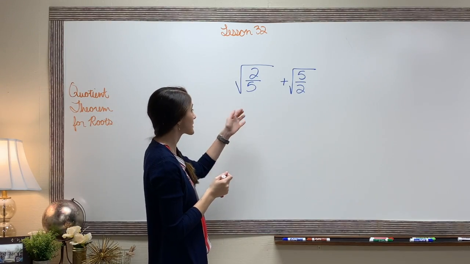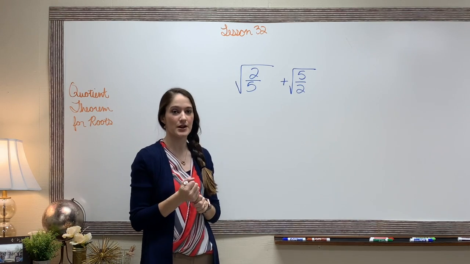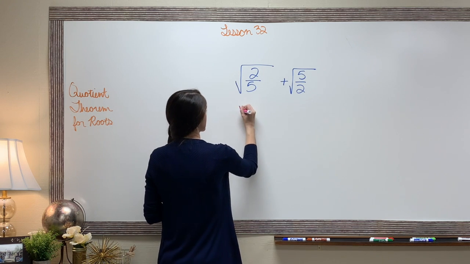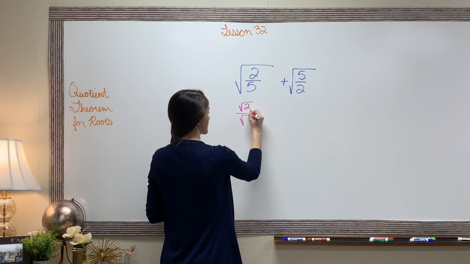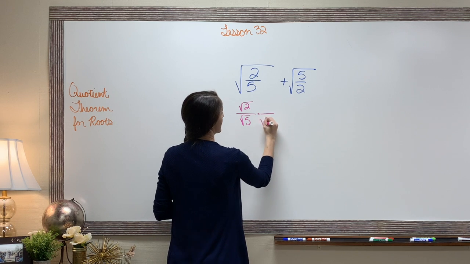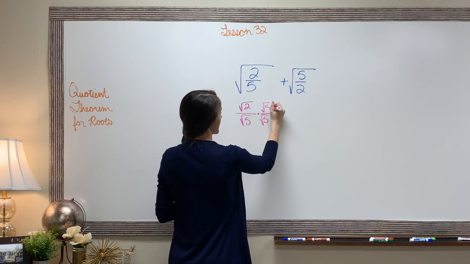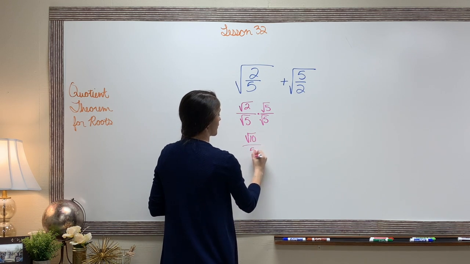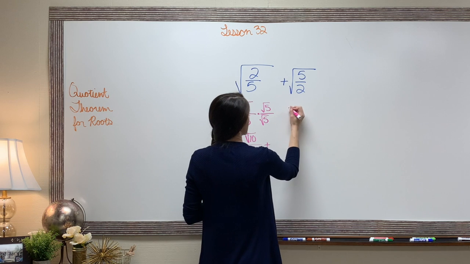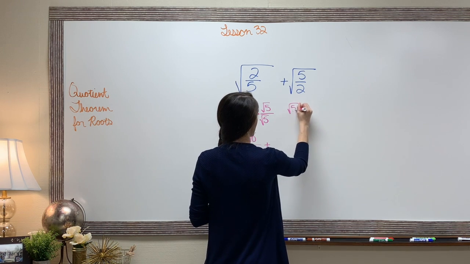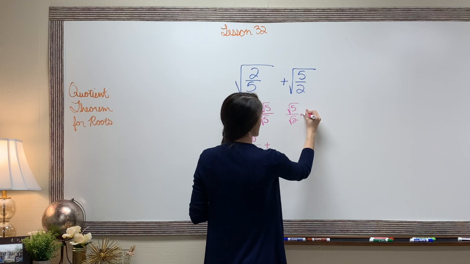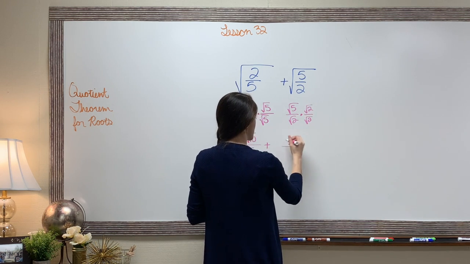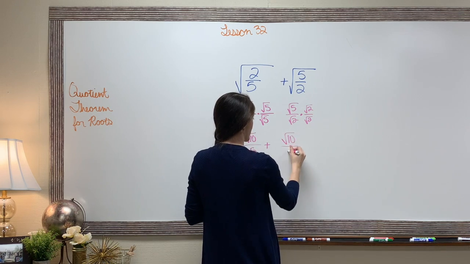Okay, so in our second practice problem, they're wanting us to add these two fractions, but first we need to resolve the root situation. So this is root 2 over root 5, so we're going to multiply it by root 5 over root 5, which will give me the square root of 10 over 5 plus, and then here we have root 5 over root 2. So I'm going to multiply it by the square root of 2 over the square root of 2. So this fraction will be the square root of 10 over 2.